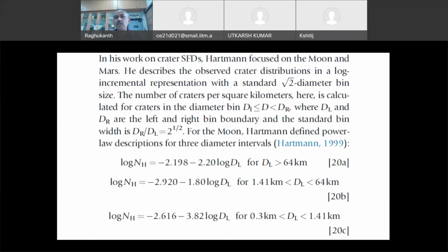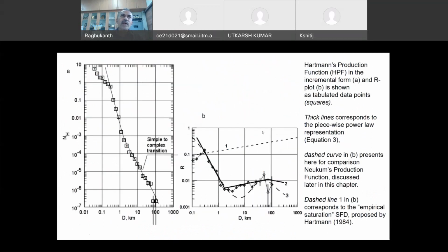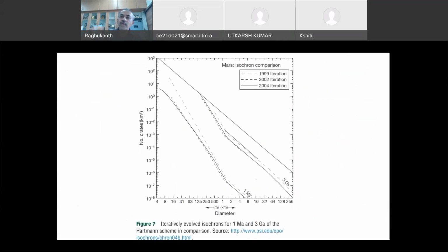One is the Hartmann production function, which is just straight lines. You take the size frequency distribution and fit straight lines, like one straight line here, one straight line here. This is how we can construct a size frequency distribution, both on the cumulative plot and on the R plot, which is the derivative of this itself. This size frequency distribution is also known as an isochron. Both are the same, so we will try to do it this way also.